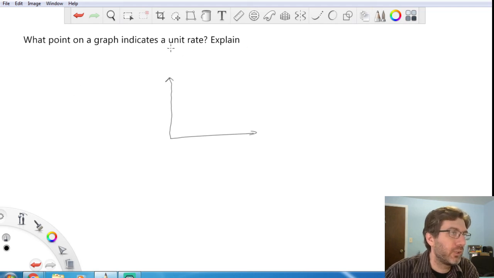And unit rate deals with x over y. Is that what I want to do? No, it's actually y over x.